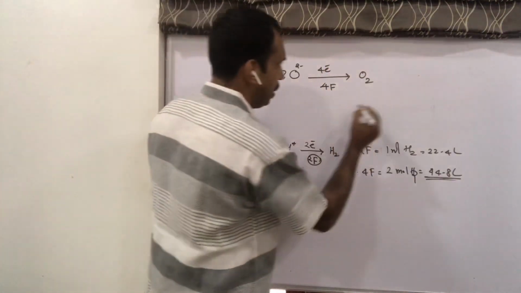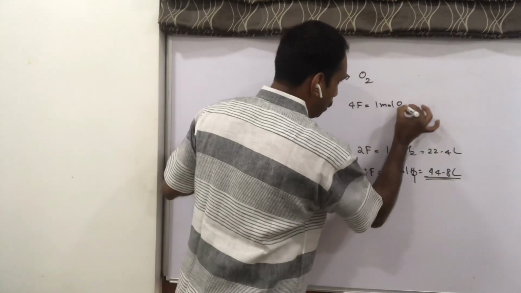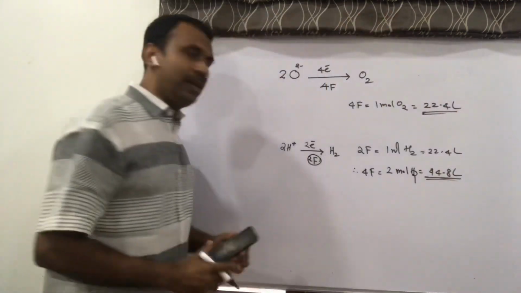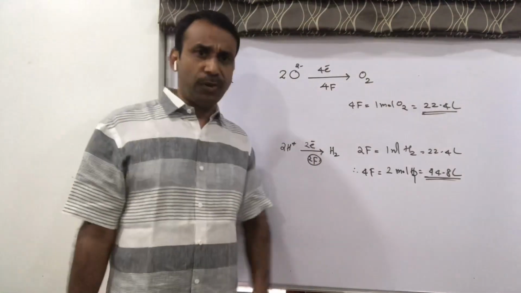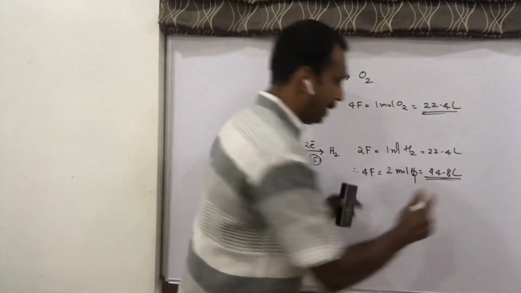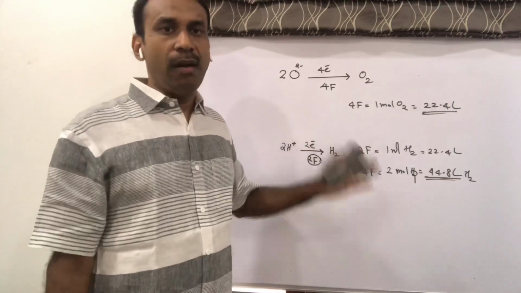Now here is the relation. 4 Faraday will produce 1 mole O2. How much volume? 22.4 liter. The question gives 4 Faraday. You see, on passing 4 Faraday, we get 44.8 liter hydrogen, then 22.4 liter oxygen.